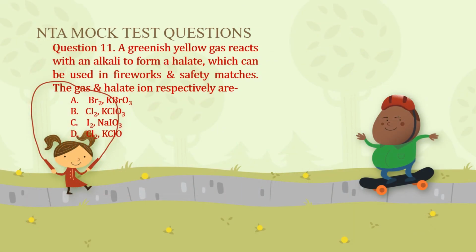Now the next reaction is also similar to the one that we have just done. A greenish yellow gas reacts with an alkali to form a halate, which can be used in fireworks and safety matches. The gas and the halate ion are respectively: the gases can be bromine, chlorine, iodine, and chlorine, and the halate ions KBrO3, KClO3, NaIO3, and KClO. So you have to choose which is going to be the correct option.